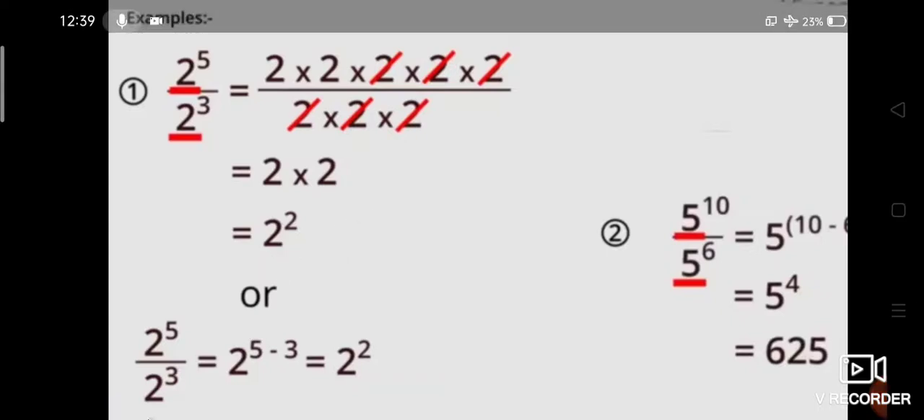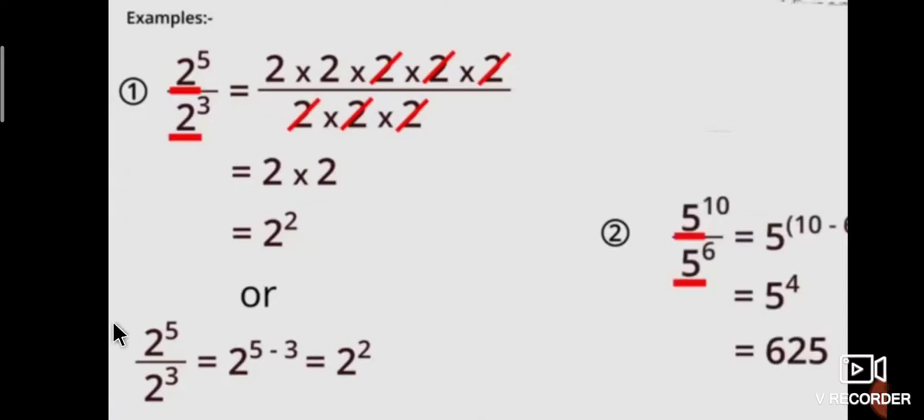Or using the law, 2 to the power of 5 divided by 2 to the power of 3 is equal to 2 to the power of 5 minus 3, that is equal to 2 to the power of 2.